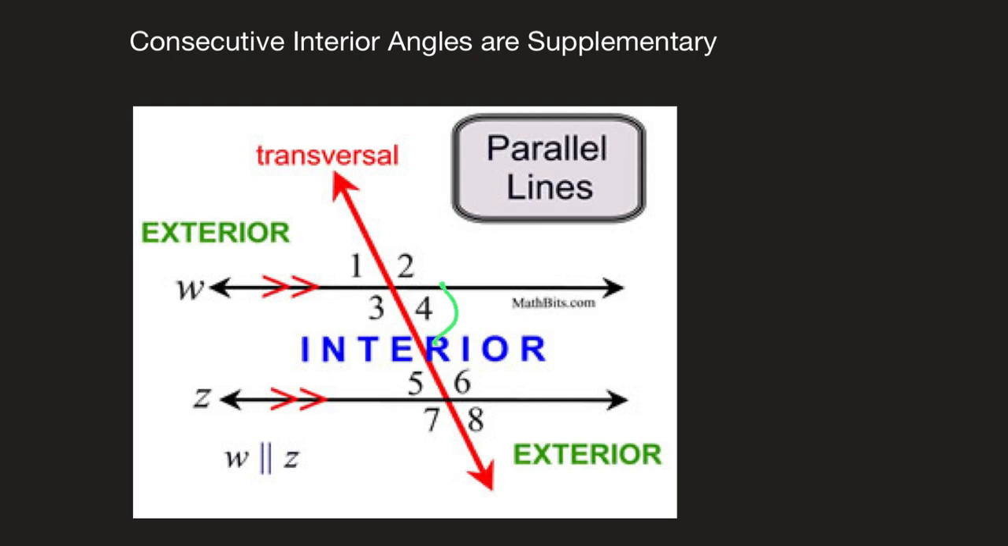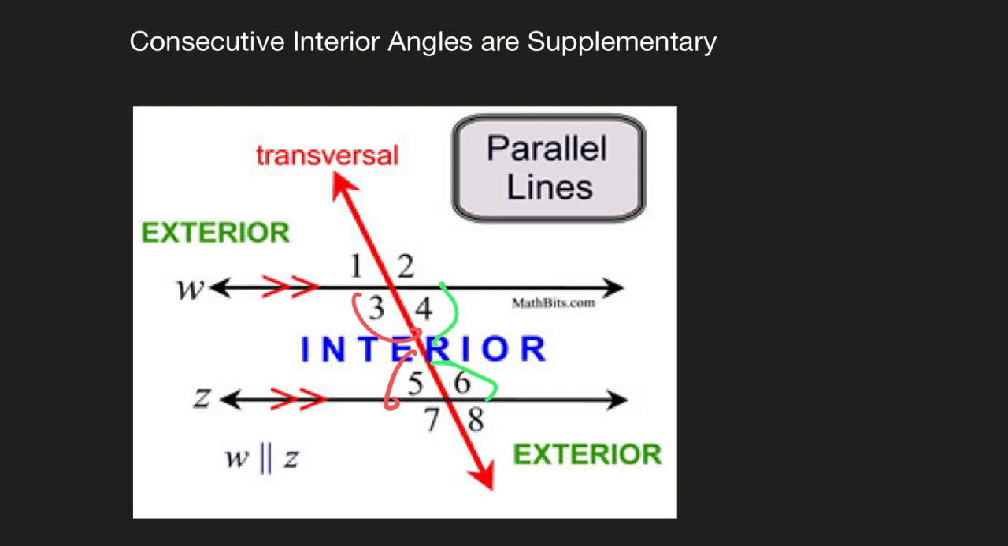4 and 6 would be consecutive interior angles. Okay? 3 and 5 would be consecutive interior angles. Consecutive interior angles are supplementary, meaning those two angles should add to 180 degrees, right?